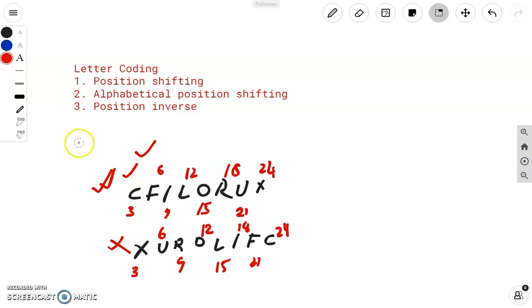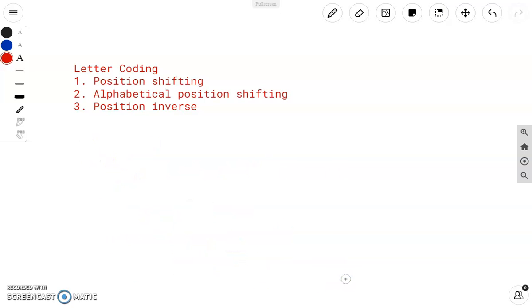Now we can go through these 3 letter coding sections, and we will take one example each and try to solve it. For position shifting, I will try to teach the method by providing an example. In a certain code, nietam is the code for intimate. Then what is the code for invertebrate?